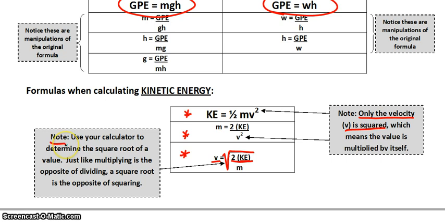And if you look right here, our note, it says use your calculator to determine the square root of a value. Just like multiplying is the opposite of dividing, a square root is the opposite of squaring. So to undo a square, we're going to take the square root of it. You really just have to use the button on your calculator. It would be something that would be very difficult to do by hand unless it was like one of the perfect squares. So after you find this entire value, 2 times kinetic energy divided by the mass, then you will take the square root of that entire answer. That will give you your velocity.